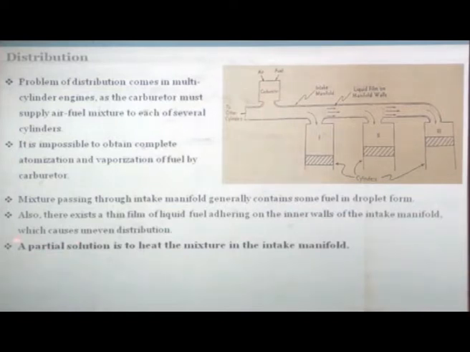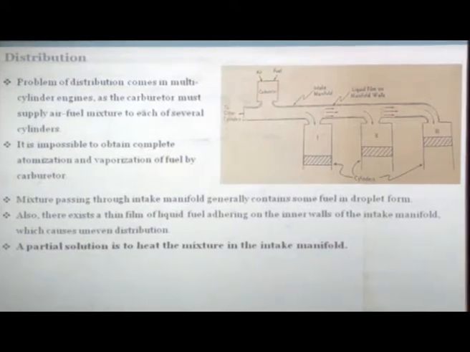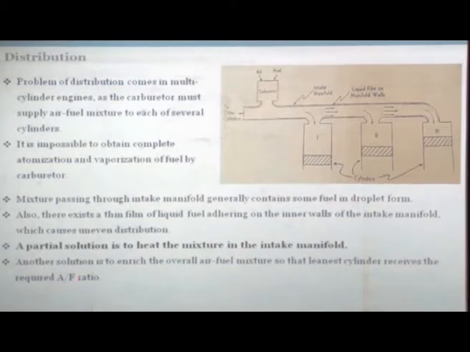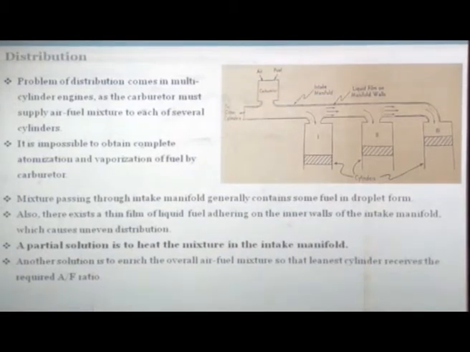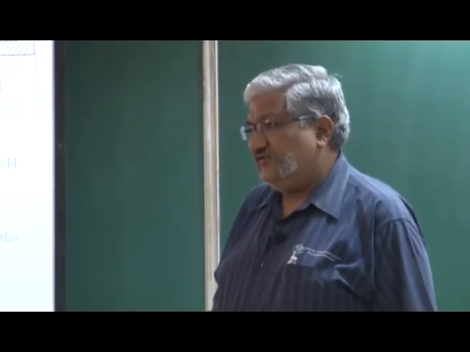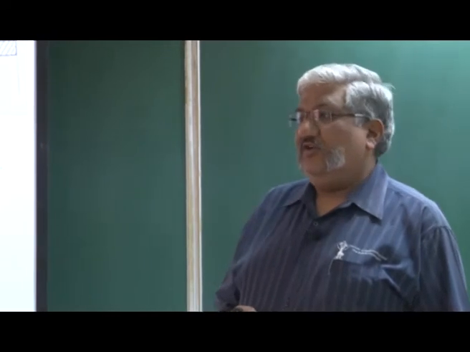So, a partial solution could be that you preheat the air a little bit. So, when you preheat, most of the fuel will evaporate, and homogeneous mixture formation will take place. But then preheating the air is full of other problems, and the first problem is that when you preheat it, the density of the air goes down, and once the density goes down, the volumetric efficiency of the engine will go down. So, there will be less mass of air going into the system. As a result, the torque output of the engine will eventually reduce.